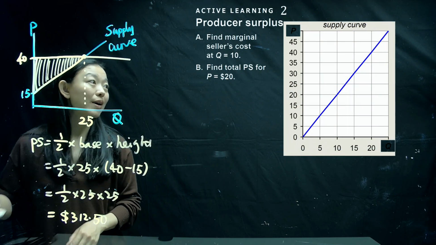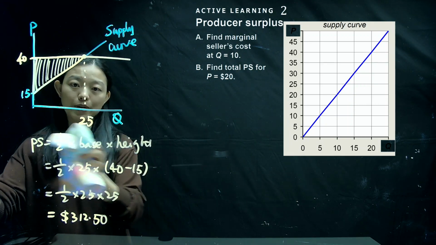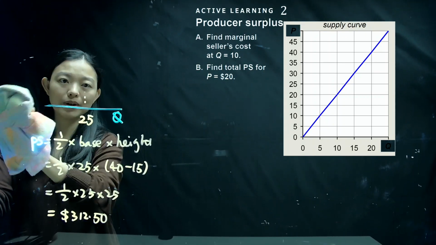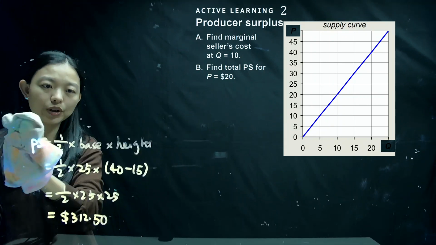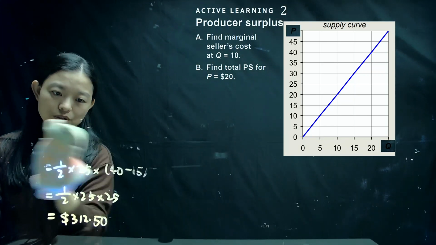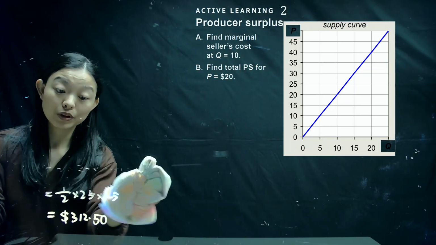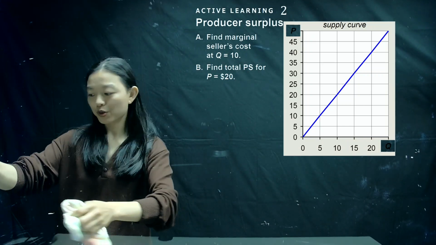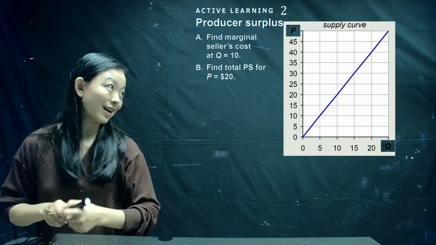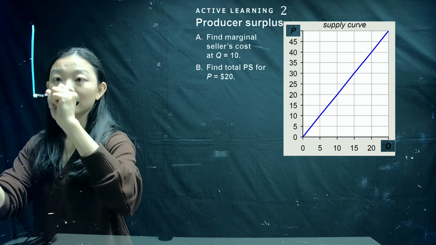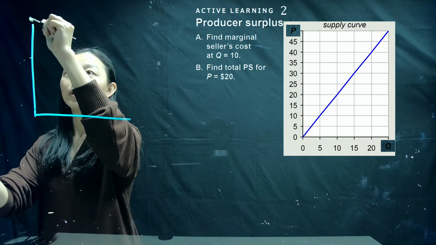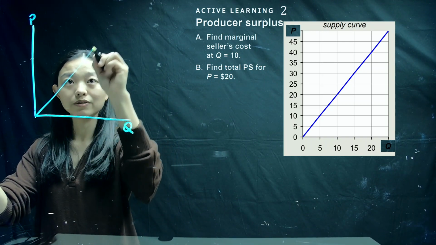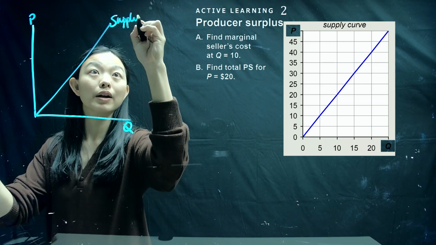Now let's look at one practice question regarding this part on producer surplus. We will go through producer surplus a little bit faster, okay, because we went through consumer surplus in detail. And this part is very similar to consumer surplus. Now let's look at this practice question. For this practice question, let me first draw the graph. We have the price here, we have the quantity here, and then this is the supply curve, okay? So this is the supply curve.